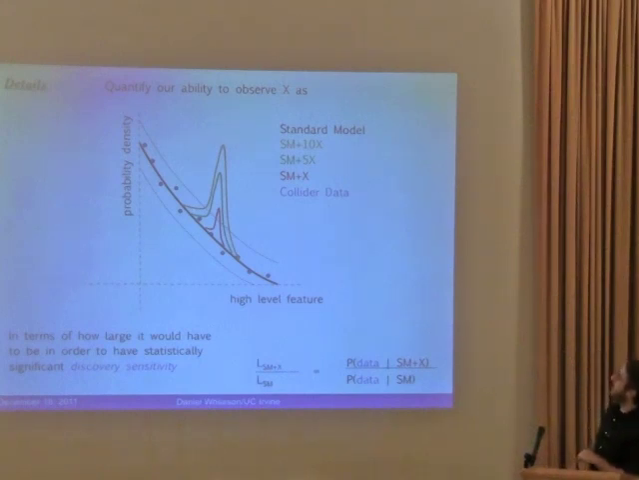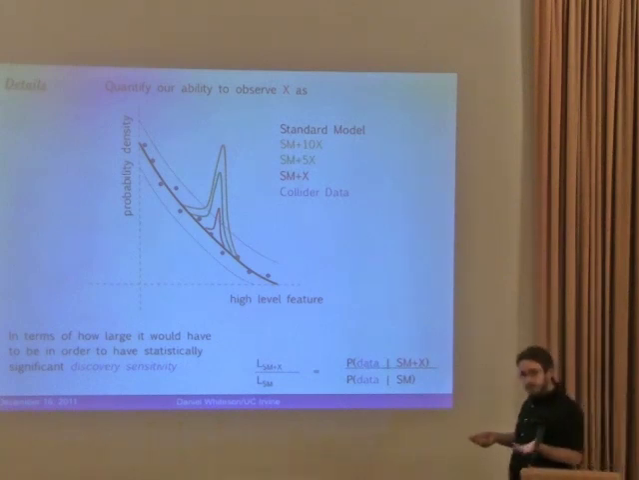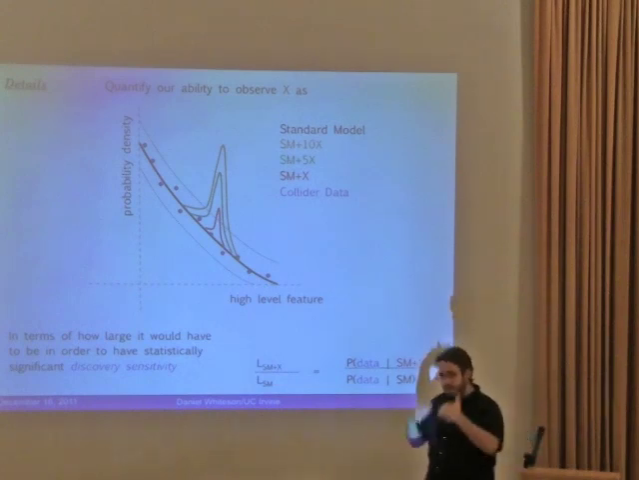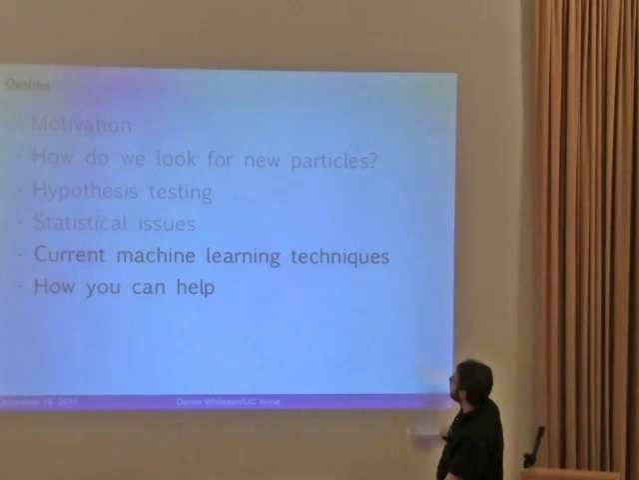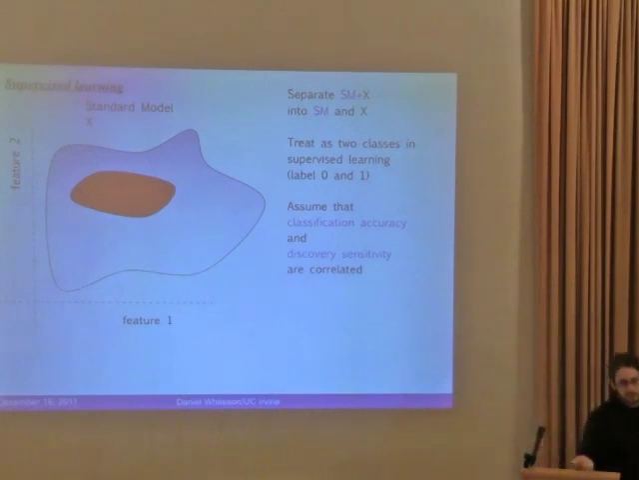So we quantify our ability to observe this particle based on how big it would have to be before we could distinguish that theory from the standard model, right? So we'd like to be able to see very small signals. And to be able to see small signals, we need to be able to separate them and have accurate models for both the new theory and the old theory. Okay, so what are we doing, right? We're not just sitting on our hands, we're trying things. So say you have your two theories in some high-dimensional space. I can only plot 2, right?